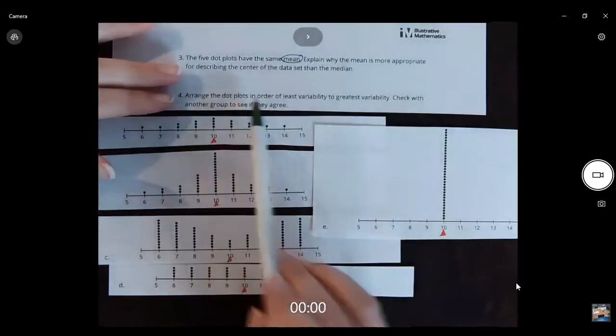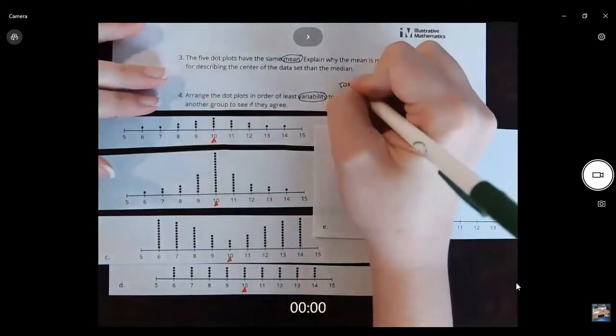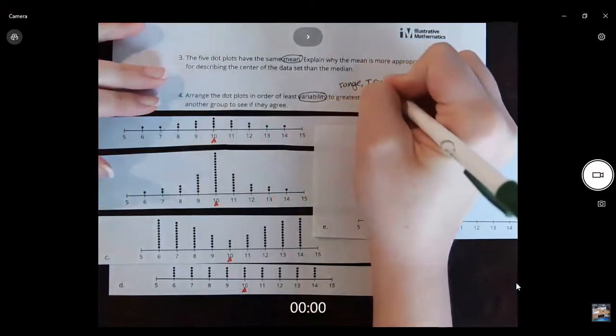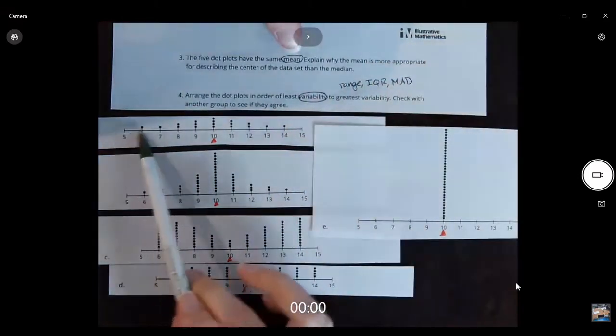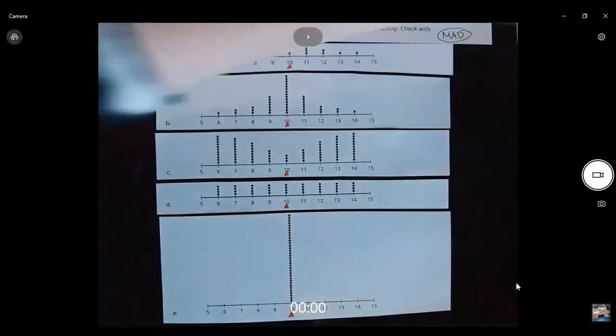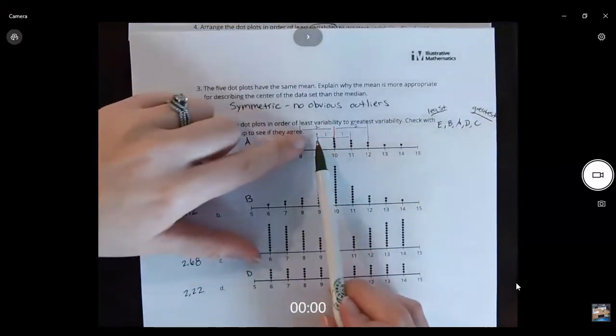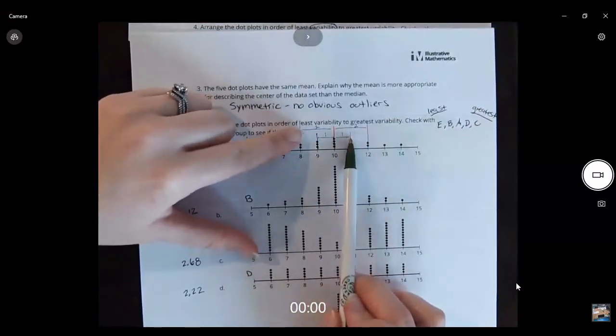Next, it says arrange the dot plots in order of least variability. So again, for variability, we have range, we have interquartile range, and we have mean absolute deviation. Whenever we're talking about data that is symmetric and we use the mean to describe the center, we're going to use the mean absolute deviation to describe the spread. So in order to find the mean absolute deviation for each of these dot plots, I would have to go in and actually draw the distance between each point and the mean, and then add up all those total distances and find the average distance.